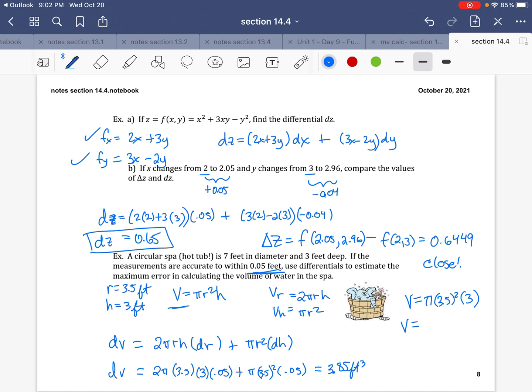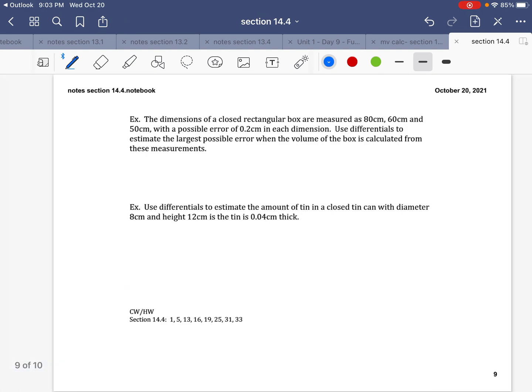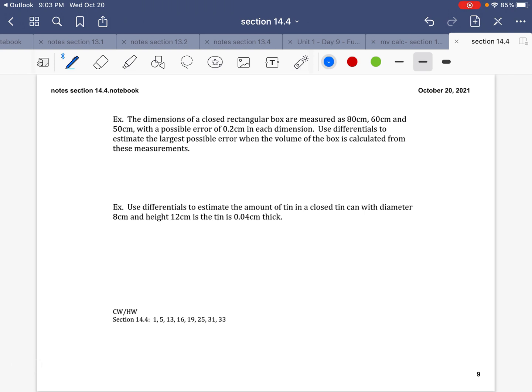All right, so if I calculate that out, you end up getting 115.5 feet cubed. So if your volume is about 115.5 feet cubed, and your measurements are within 0.05, because you're trying to figure out how much water's in there, then you're going to be within 3. So that seems pretty good, right? Like 115, give or take 3, or probably give or take half of that. So it seems fine. How much error are you willing to have?